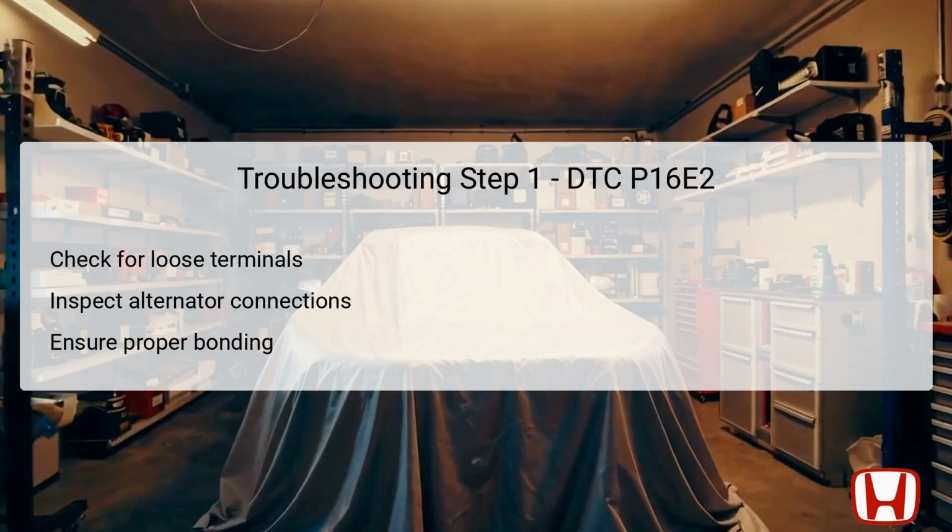The first step in troubleshooting the DTC P16E2 is to conduct a visual inspection of the alternator terminal connections. This includes checking the +B terminal for any signs of looseness or corrosion, as a loose terminal is a common issue that could prompt the error code. A secure connection is crucial for efficient communication between the alternator and the PCM.